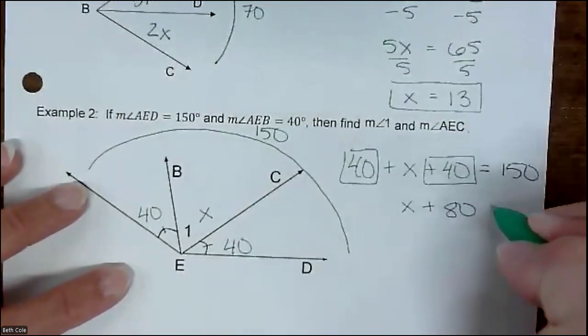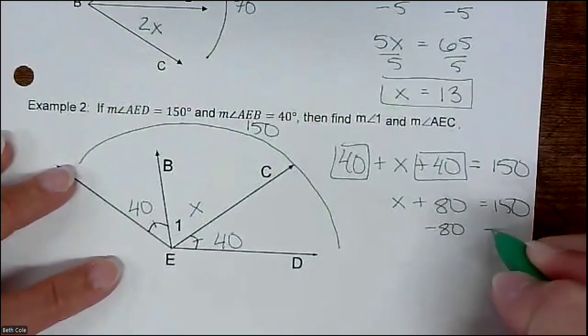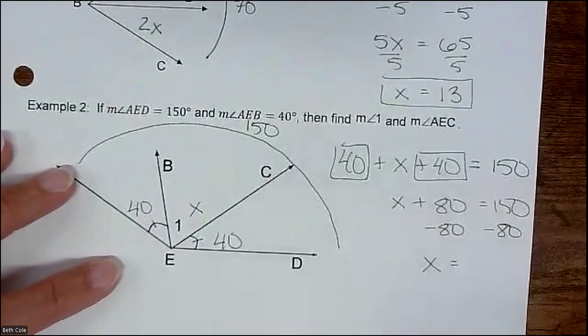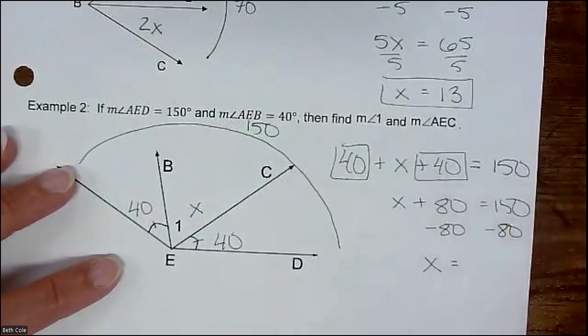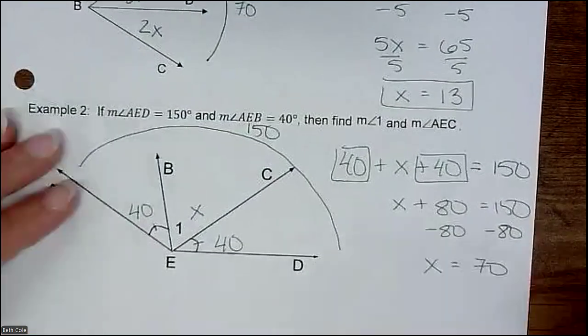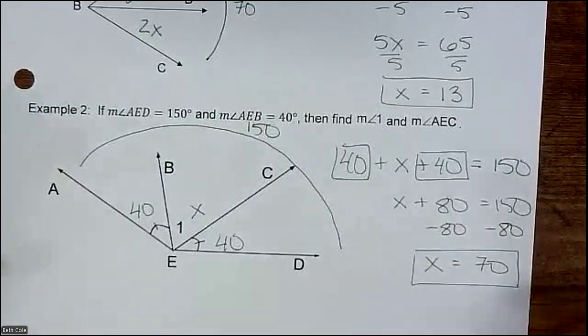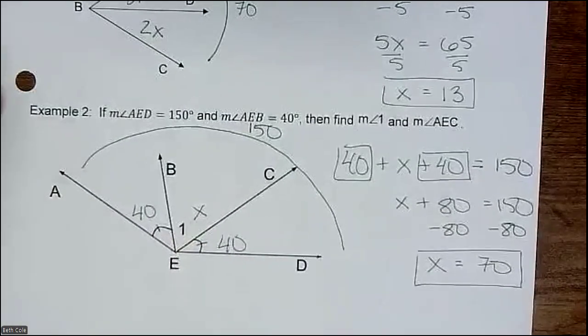So I'm getting x plus 80 equals 150. Did you guys get that? So x equals 150 minus 80. You can just do 15 minus 8 and then put a 0 on the end. So 70. And that's all they asked for. They wanted the measure of angle 1. I just called it x for the sake of having a variable in there. Cool. This is super easy.